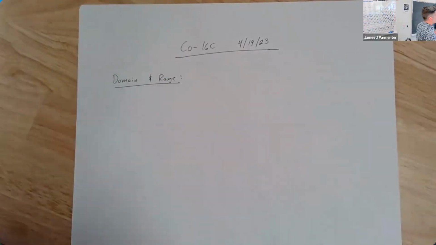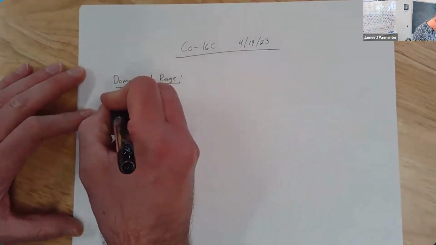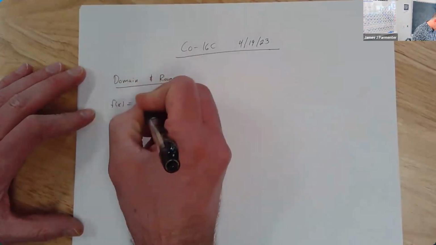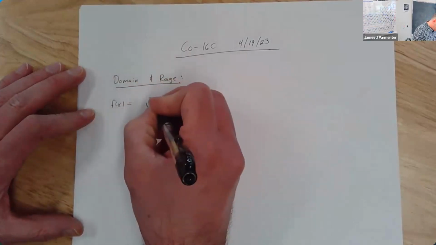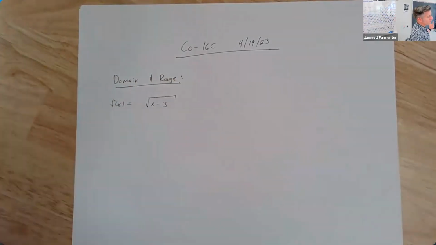So let's look back at something like from 16A. Let's say we want to find the domain and range of the following function. Let's say we had f of x equal to the square root of x minus 3. If I want to find the domain, when you're looking for domain, there's three typical things we look for. We can't divide by 0. We can't take the square root of a negative number and get a real result. And we can't take the logarithm of a 0 or a negative number.